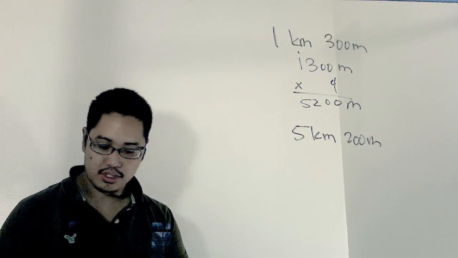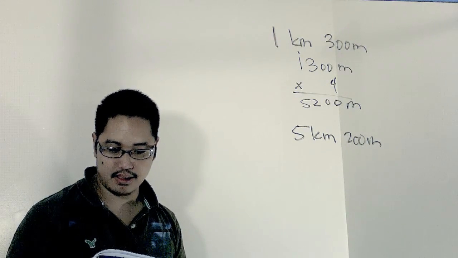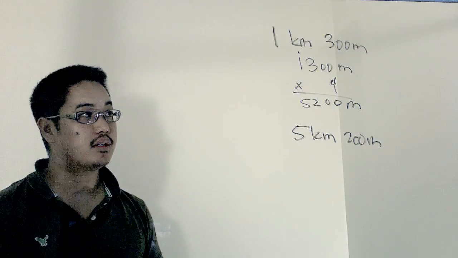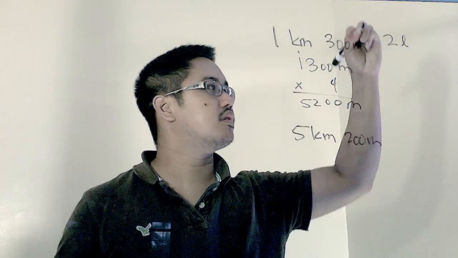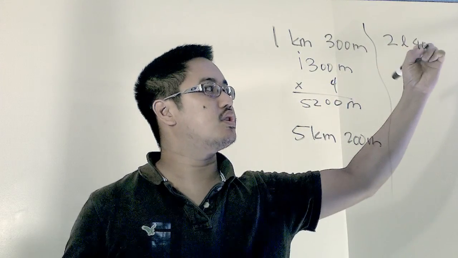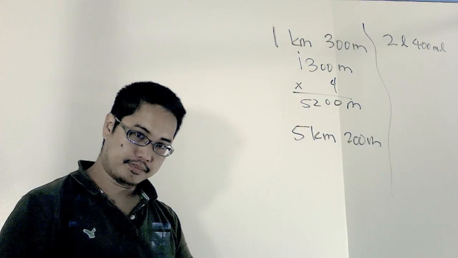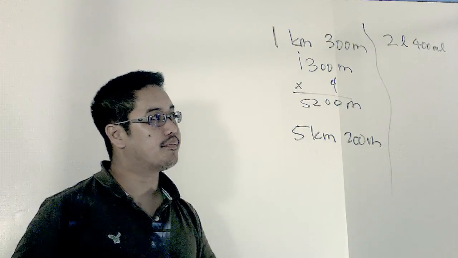All right, let's do this one. Gerald filled a tank of 5 buckets of water. Each bucket contained 2 liters and 400 milliliters. All right. So 2 liters, 400 milliliters. All right, let's see. So there's 5 of them.